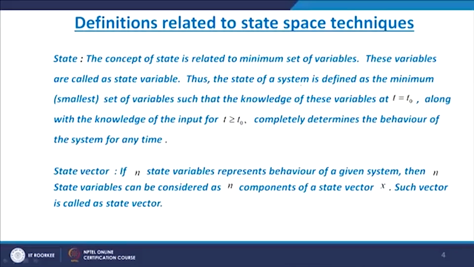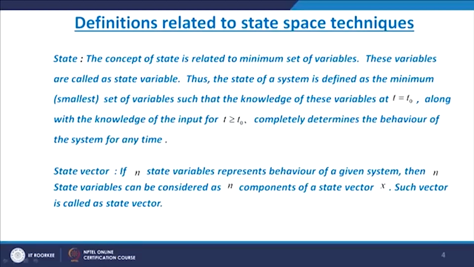Thus the state of a system is defined as the minimum or smallest set of variables such that the knowledge of these variables at t equals t naught, along with the knowledge of the input for t greater than or equal to t naught, completely determines the behavior of the system for any time. That means your output depends not only on the input but also on the internal state of the system. That is called the state. Now the state vector: if n state variables represent the behavior of a given system, then the n state variables can be considered as the n components of a state vector x. Such a vector is called a state vector.